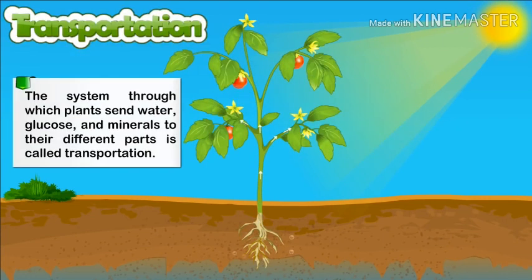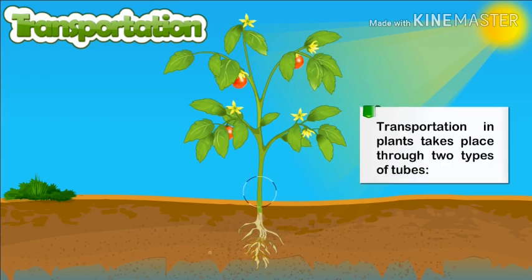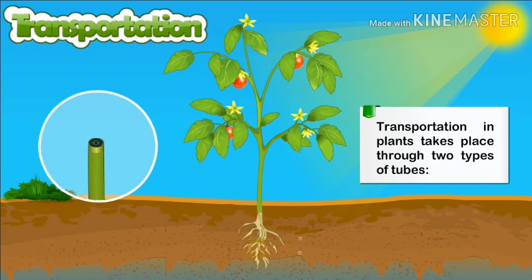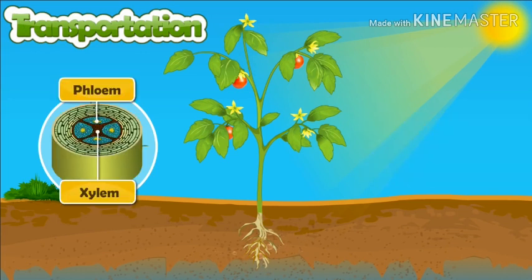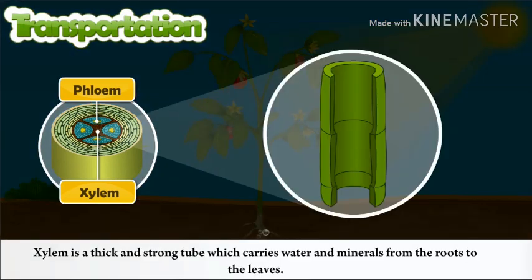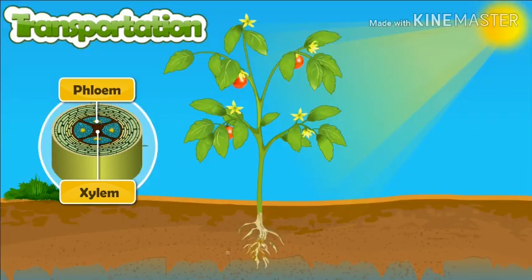Transportation. The system through which plants send water, glucose, and minerals to their different parts is called transportation. Transportation in plants takes place through two types of tubes. Xylem is a thick and strong tube which carries water and minerals from the roots to the leaves. Phloem transports glucose from the leaves to other parts of the plant.